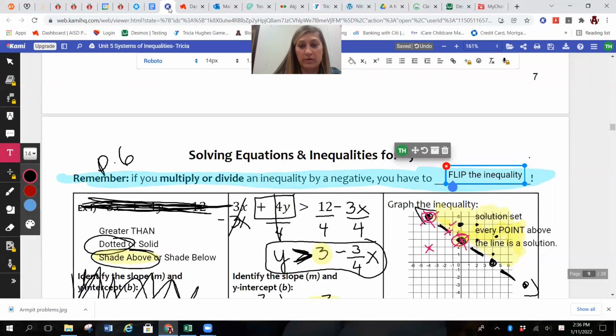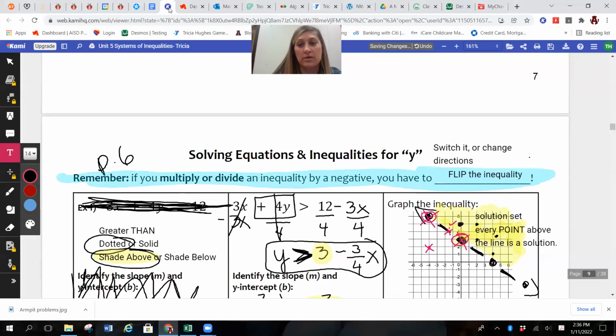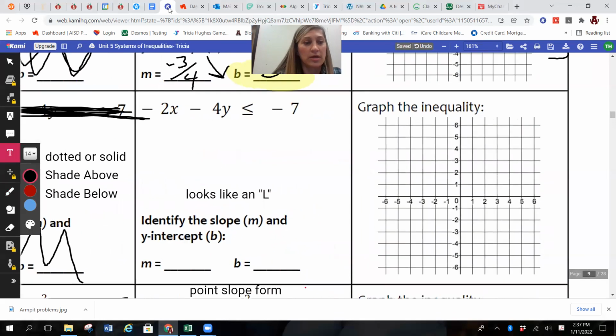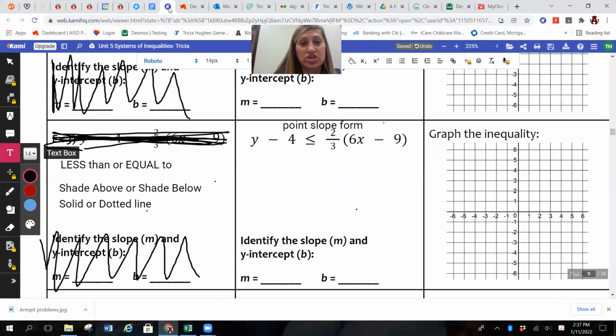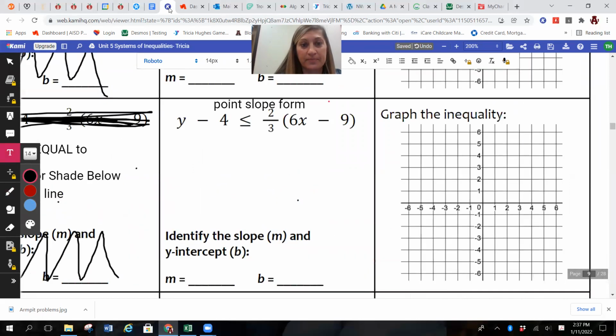Another thing you could do is switch it or change directions. Okay, so if it's going less, you're going to make it go greater, and so on. I know that I'm going to have to switch it when the coefficient next to y is negative.